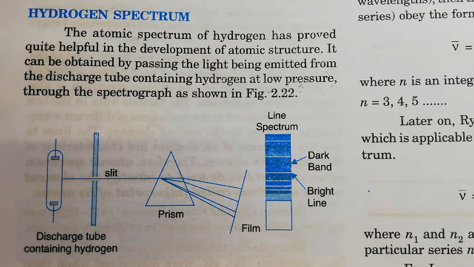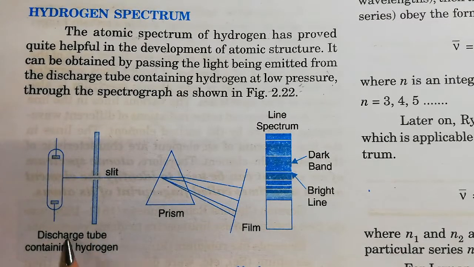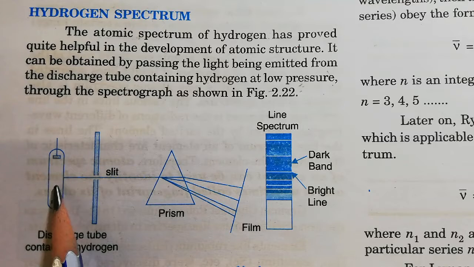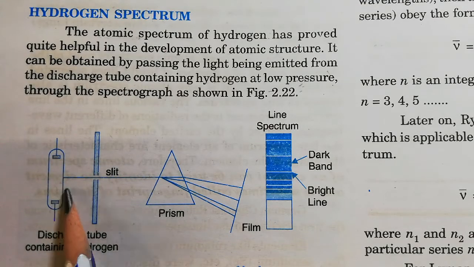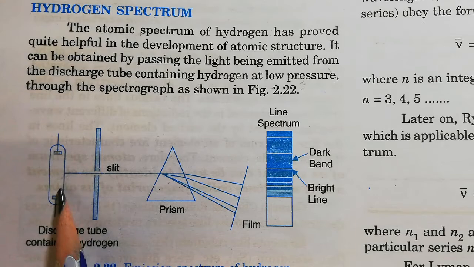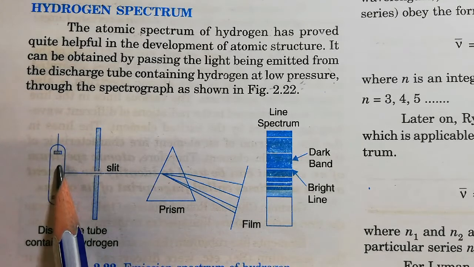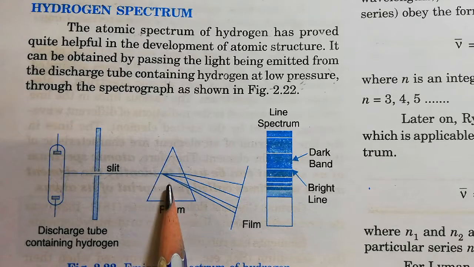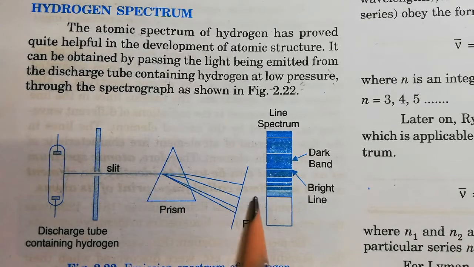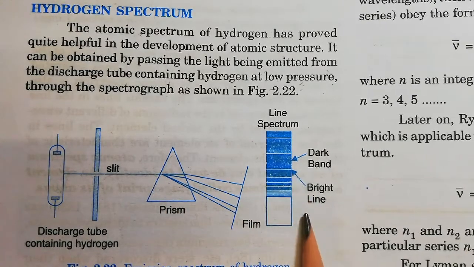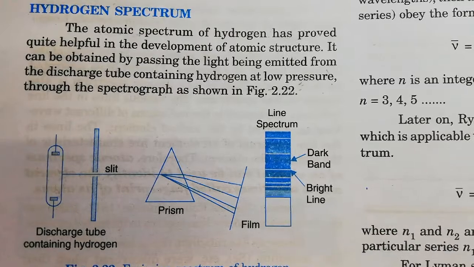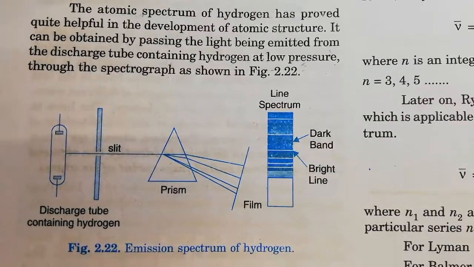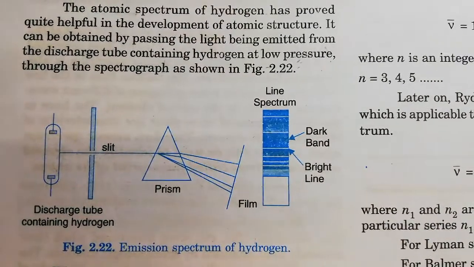Now we will start the hydrogen spectrum. Whenever hydrogen gas is taken in the discharge tube, as I have said, it is dissociated to hydrogen atoms, and they are excited, and in their excitation they release energy. Whenever those energies are allowed to pass through a prism, we get a spectrum, and the spectrum is not a continuous one, it is a discontinuous one. This is the emission spectrum of hydrogen.